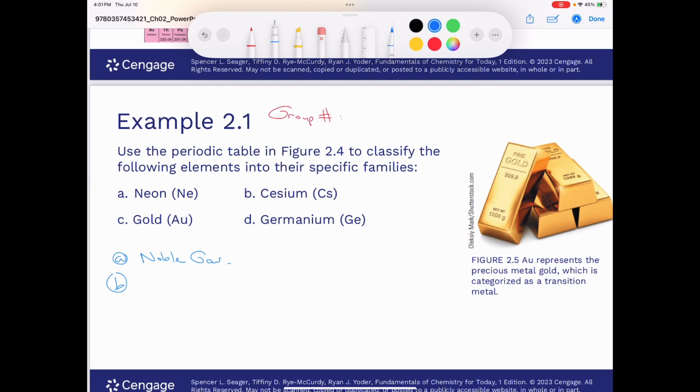B, cesium, is in group 1. So here we'll put group number 18. Here we'll put number 1. So if it's in group number 1, it's an alkali metal. So we'll put here alkali metal, not alkaline earths. That's group number 2.